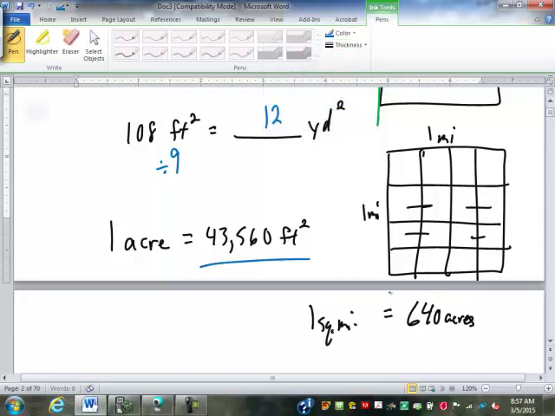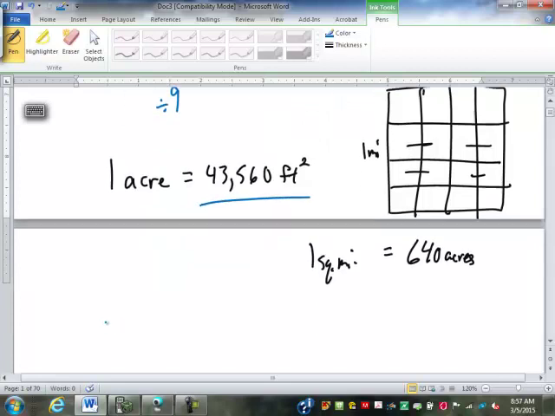If you needed to figure this out, you can do 1 square mile is how many square feet? 5,280 feet in a mile. You square that, you're going to get, 27 million?